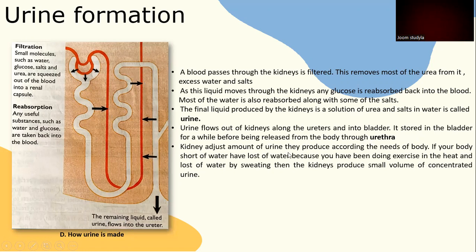The kidney adjusts the amount of urine it produces according to the needs of the body. If your body is short of water, for example you have lost water because you have been exercising in the heat and lost water by sweating, then the kidney produces a small volume of concentrated urine.